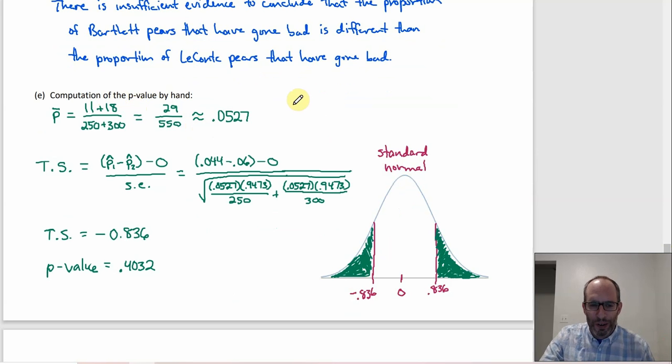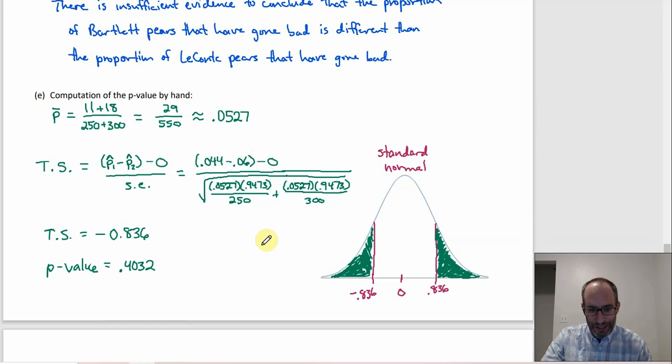So it's 29 over 550 when you do that, which is about 0.0527. Then you can see the 0.0527 in the standard error, so in that root. And then the difference in sample proportions, it's 0.044 and 0.06. The 0.044 is the 11 over 250, and the 0.06 is the 18 over 300.